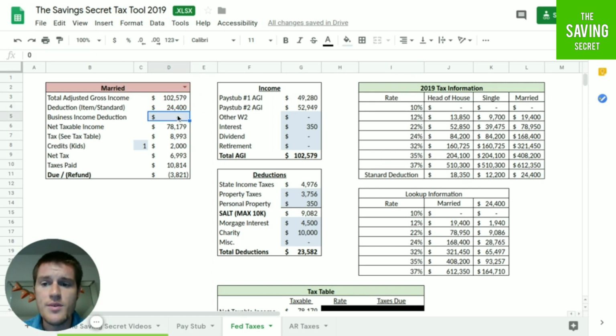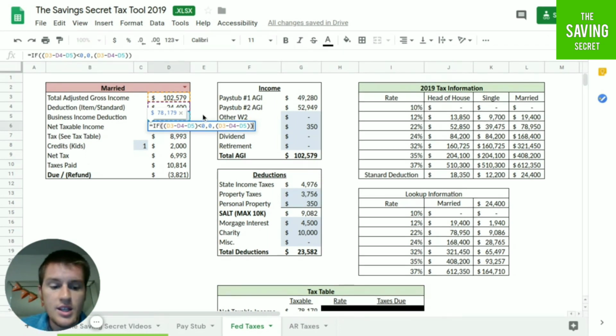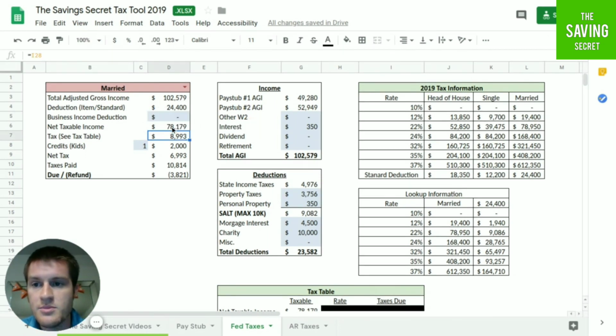The next line is, if you have a business, there's a line item called business income deduction. For many of you, if you don't have a business, you can ignore this step. Then for the net taxable income, you simply do some basic math: you take this number and you subtract them. The only reason it has some interesting formulation here is that if your business income or some kind of deduction makes your income zero, you can't have a negative taxable income. So it always reverts back to zero.